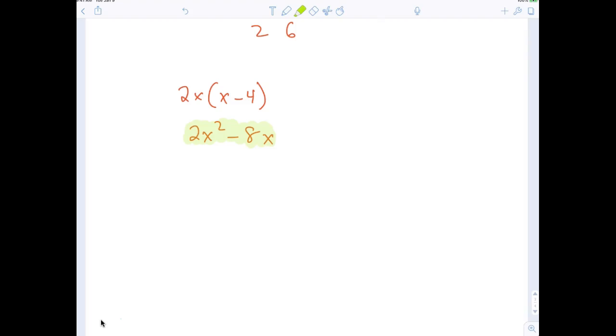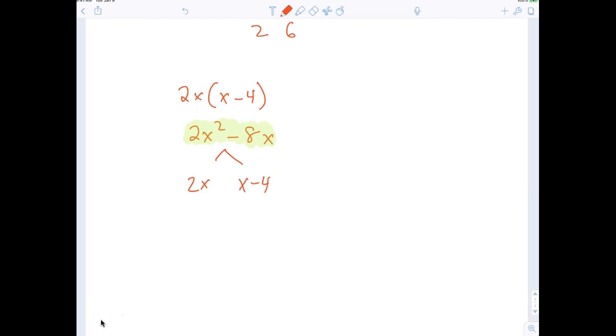2x squared? No. 1? 2 is a factor, actually. No. 8? Now, again, the question is this. What two things multiply together to get 2x squared minus 8x? What two things multiply together to get 2x squared minus 8x? That's the answer. 2x and x minus 4.